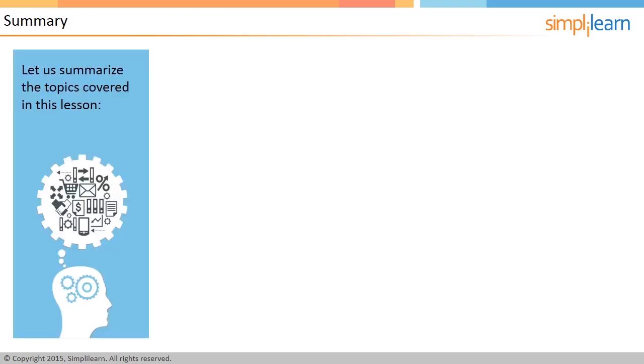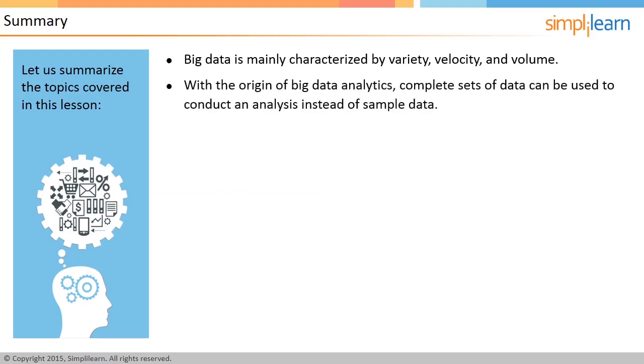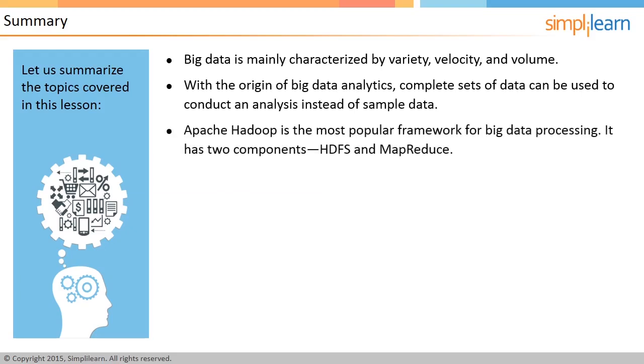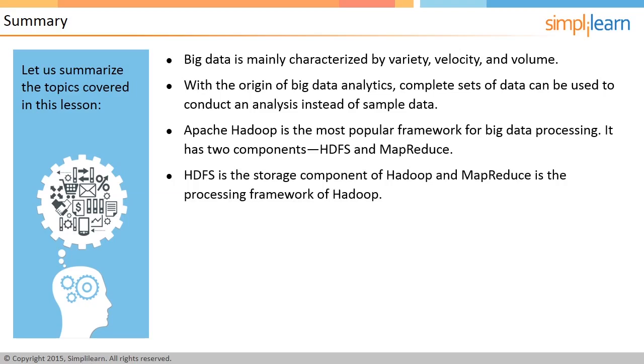Let us summarize what we have learned in this lesson. Big data is mainly characterized by variety, velocity, and volume. With the origin of big data analytics, complete sets of data can be used to conduct an analysis instead of sample data. Apache Hadoop is the most popular framework for big data processing. It has two components, HDFS and MapReduce. HDFS is the storage component of Hadoop, and MapReduce is the processing framework of Hadoop.